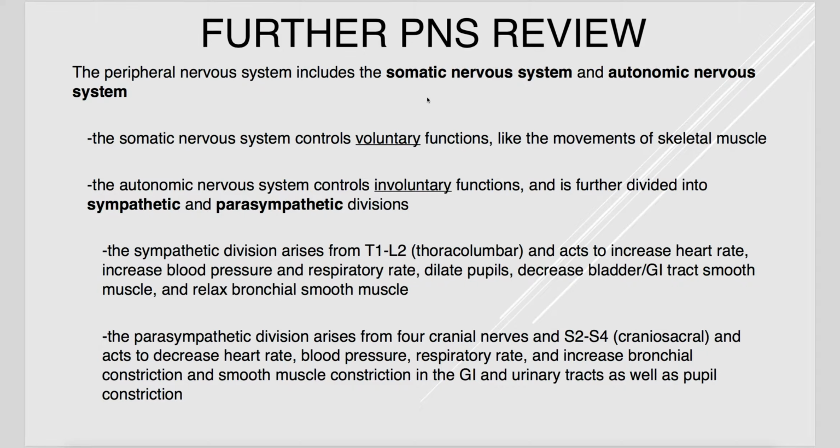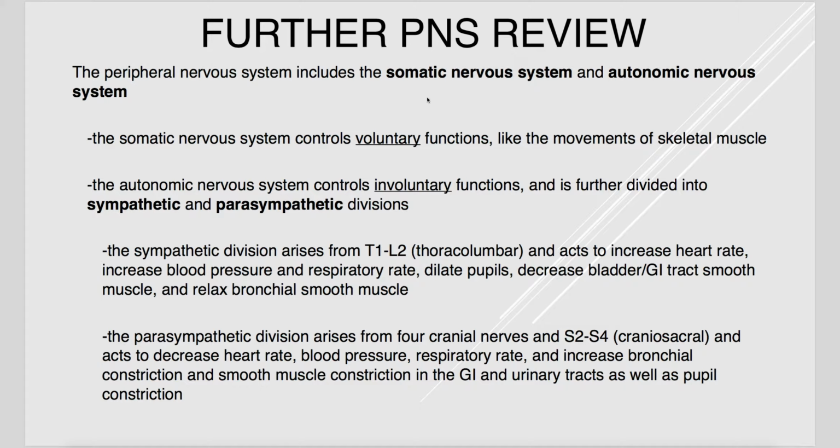fly. The parasympathetic division, the rest and digest division, is classified as craniosacral anatomically, and that's because it comes from 4 of the cranial nerves, 3, 7, 9, and 10, as well as the spinal levels S2 through S4. So that's why it's craniosacral. And it's basically going to do the opposite of the sympathetic nervous system. And this is the system that predominates at rest.